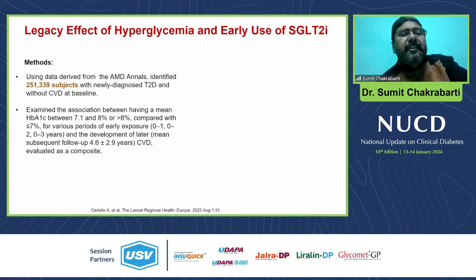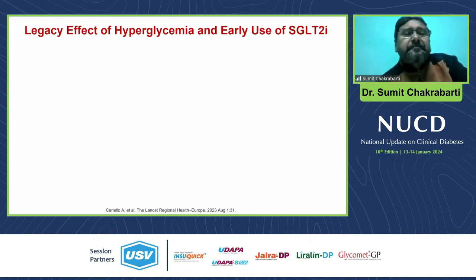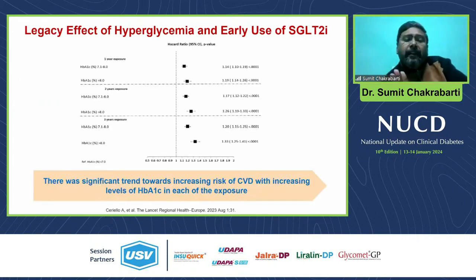I'm just stating data regarding the importance of early use of SGLT2 inhibitors. Using data from the Annals, about 2.5 lakh population has been included in the study. They are studying the Dapagliflozin molecule of the SGLT2 class at a very early stage, starting from 0 to 1 year. They have tried to show that the sooner you introduce the SGLT2 inhibitors, the better the outcome.